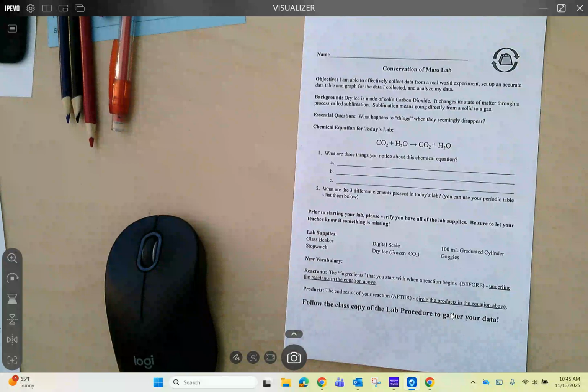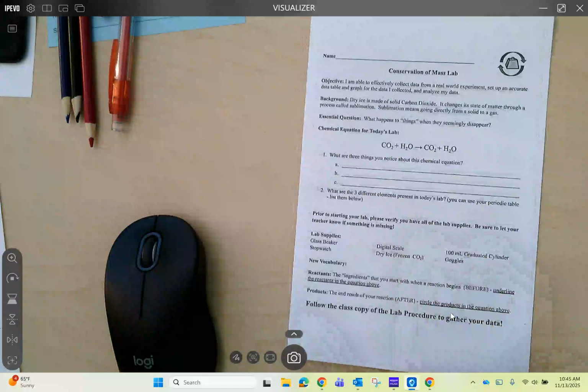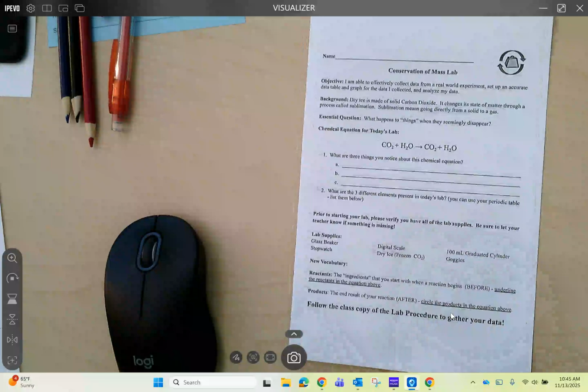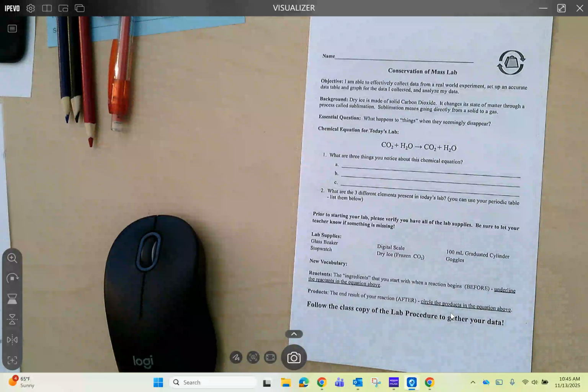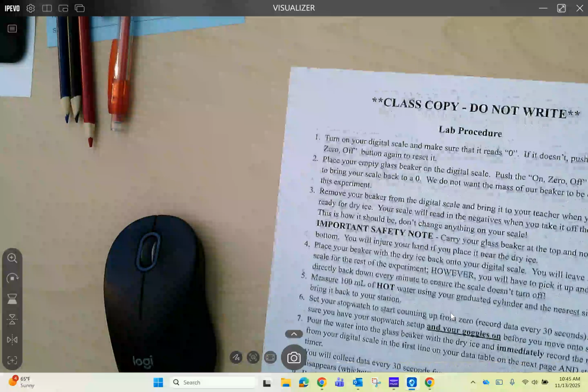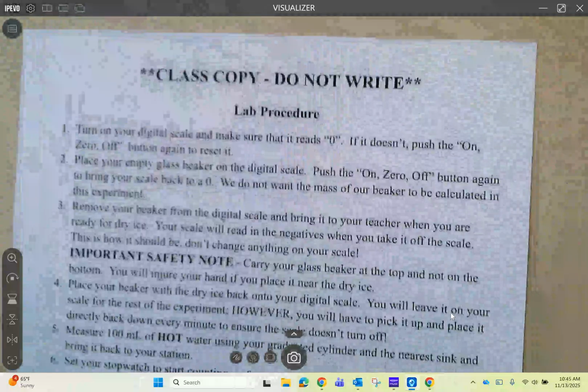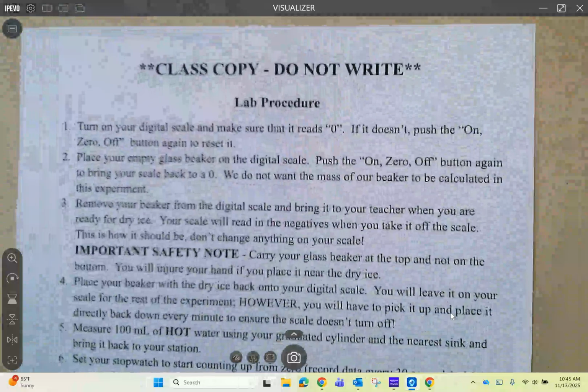Okay. In order to make this a 4-page booklet, we made your lab procedure a class copy. So that is the only thing you should have in front of you today as we go through this. The main purpose of today is to walk through this lab procedure with you and make sure you know exactly what you need to do, so we can come in tomorrow and get straight into our lab and you hopefully have time to finish everything up.